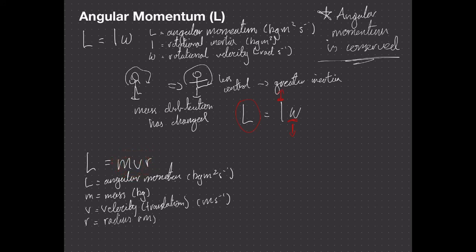Okay, and again, the big takeaway is angular momentum is conserved. Okay, meaning that if you change the inertia by changing the distribution of mass from the center of rotation, you are going to affect our angular velocity, meaning if you spread things out, things are going to slow down.